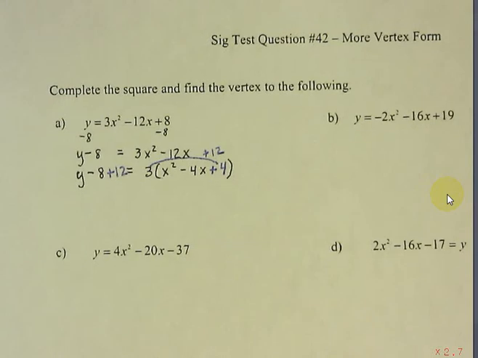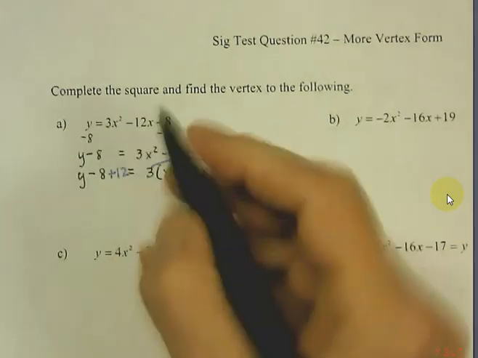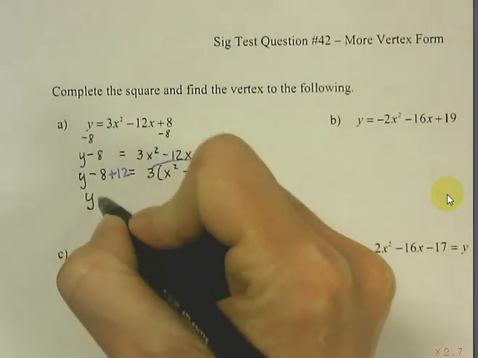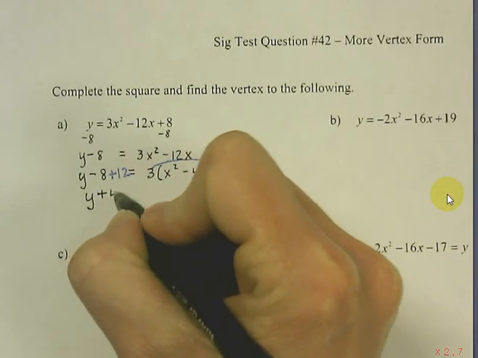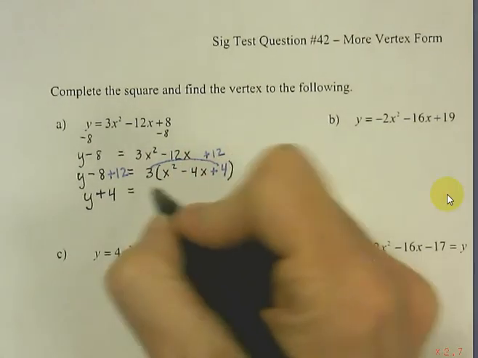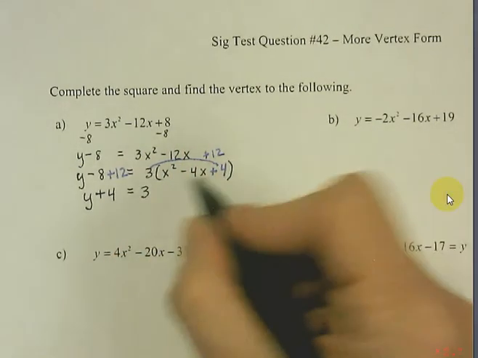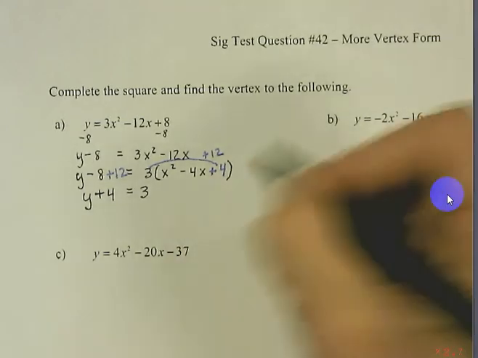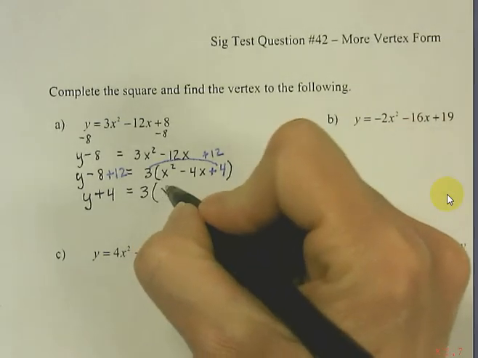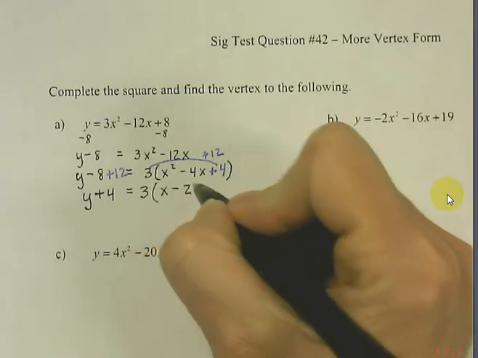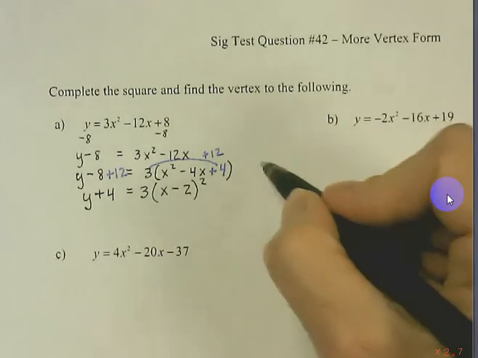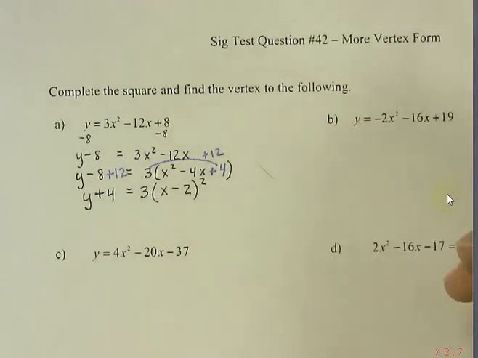Okay, then simplify the left side. Y plus 4. Keep the 3 outside, and we're going to factor this trinomial. Remember, it's always going to be x and half of your b, minus 2 squared. And if you don't remember, you can always do your box diamond method. But that factors to be x minus 2.